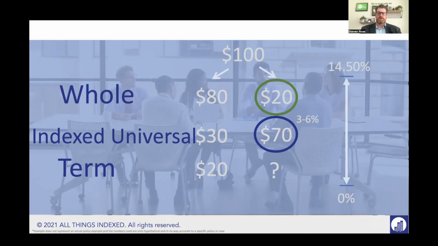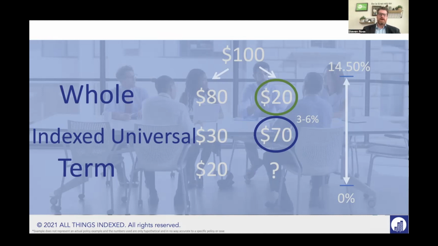Now I'm going to show you a graph here. Now the products that we deal with, they don't have caps necessarily, but I'm going to show you that even with a cap on the upside, meaning that you're not getting 100%, anything that's if the index or market grew above 14.5, you're not getting that. So you're foregoing the upside.